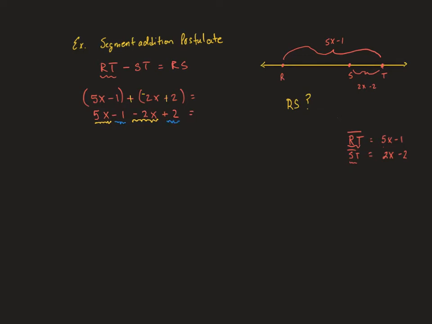So in combining my variables, I have 5x minus 2x, which is going to give me 3x. I have a negative 1 and a positive 2, which is going to give me 1. And that is what equals RS. So RS is going to be equal to 3x plus 1. There you go. So that's using the addition postulate.